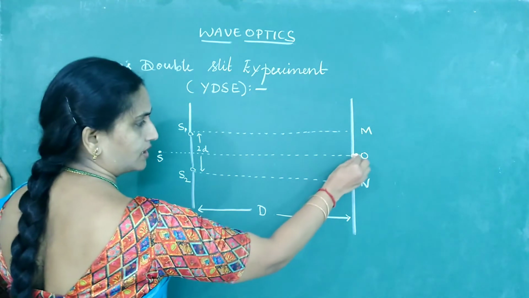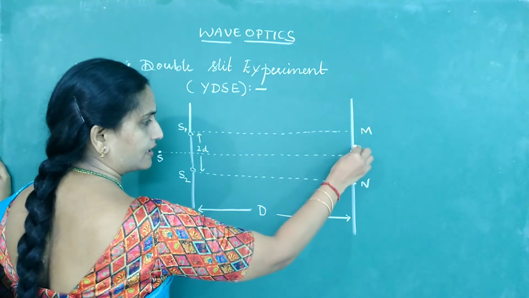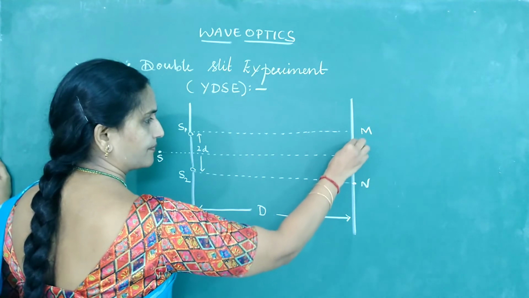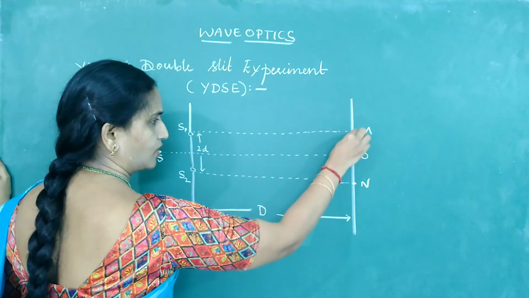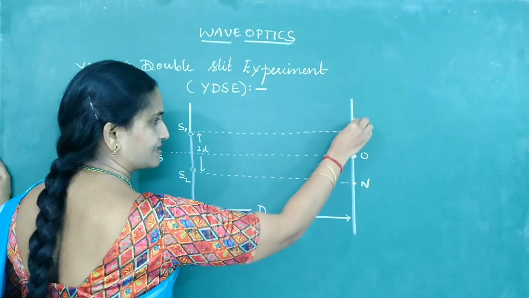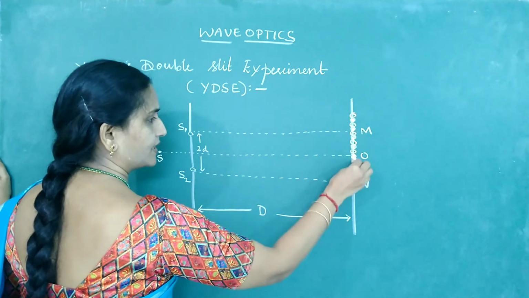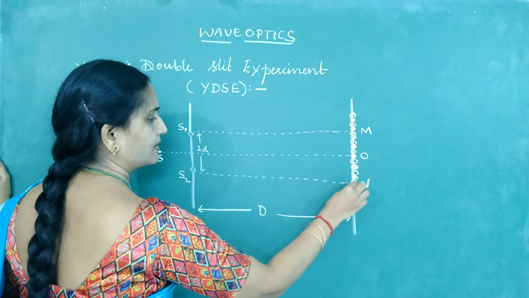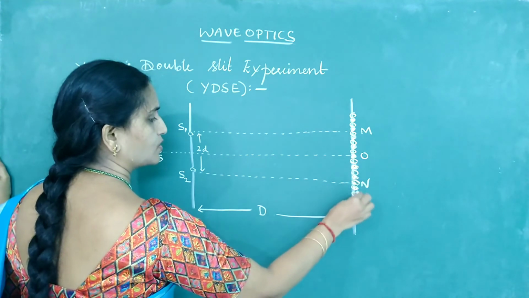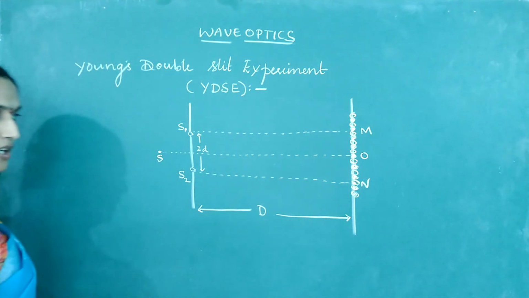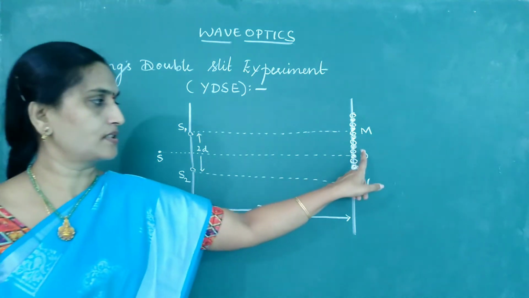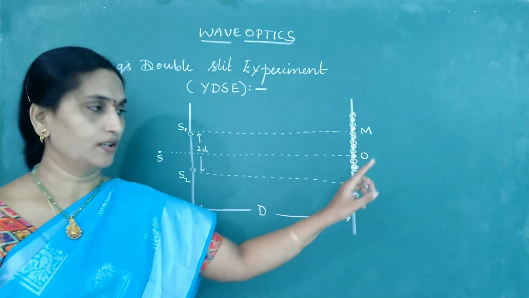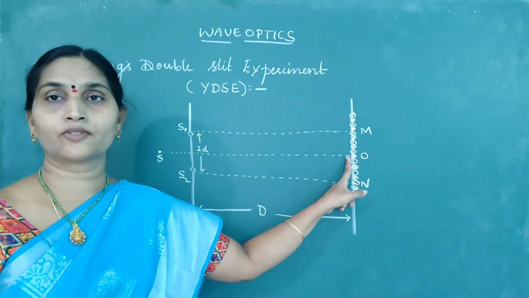So on the screen we are going to get alternate dark and bright regions. What did we call these alternate dark and bright regions? Fringe pattern. A dark band, a bright band, and so on. Now we are interested in finding out the width of this fringe. So first let us find out the width of the fringe.